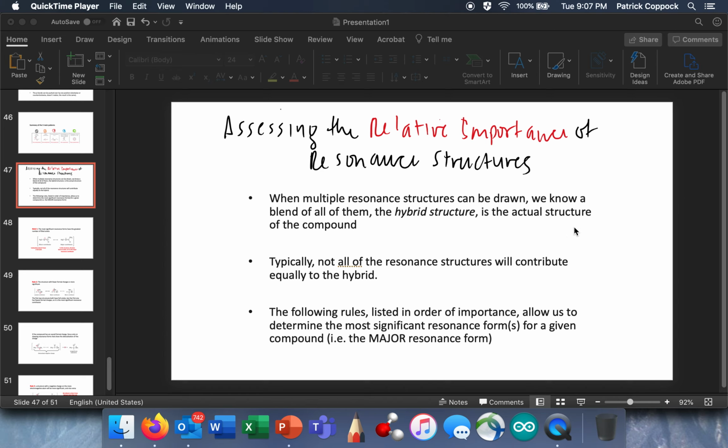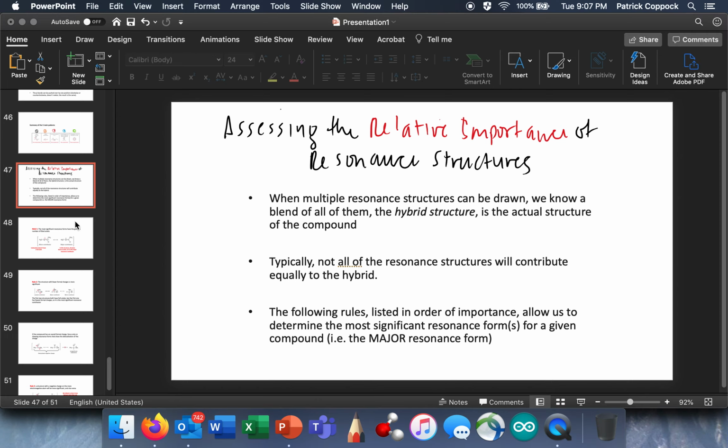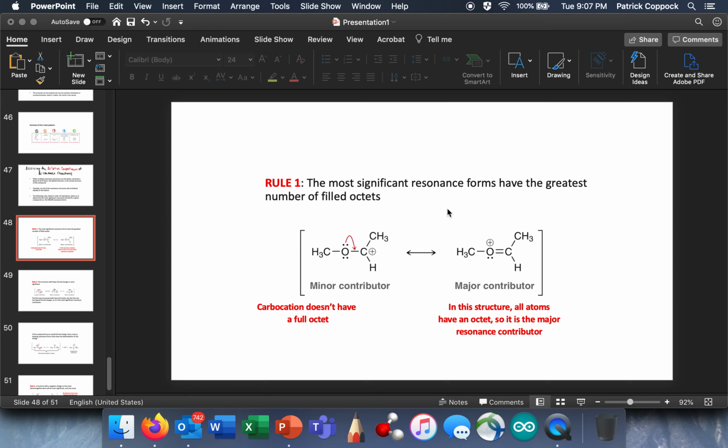So we're going to look at some rules that are going to help us appreciate what is the greatest contributor to a resonance hybrid and what that even means. Okay, so let's look at rule number one. Rule number one is the most significant resonance forms have the greatest number of filled octets.